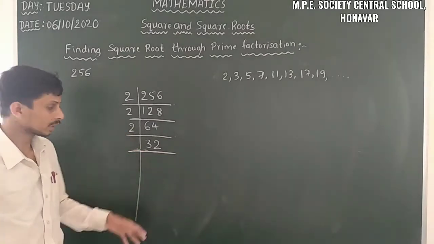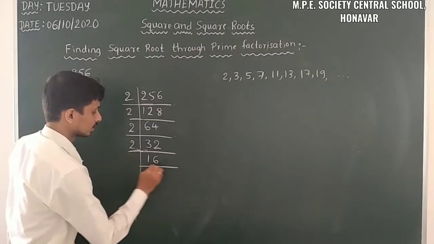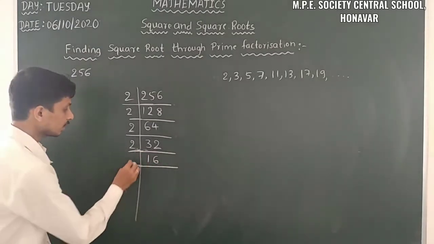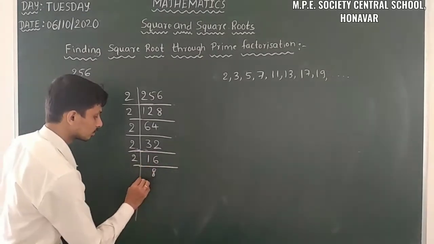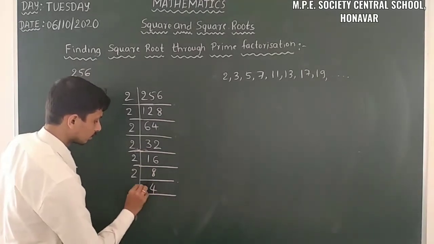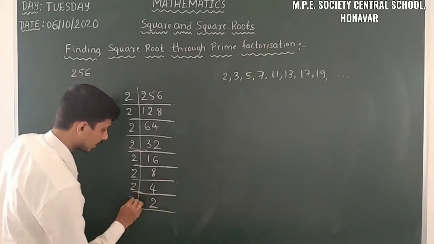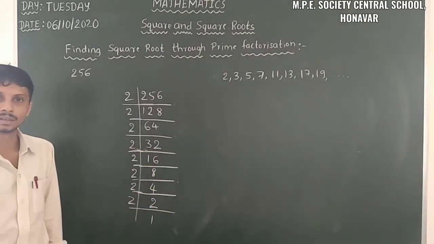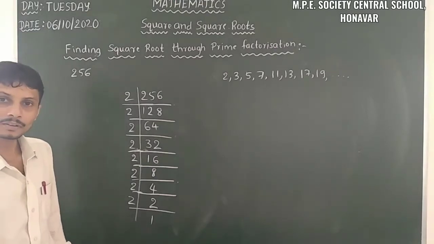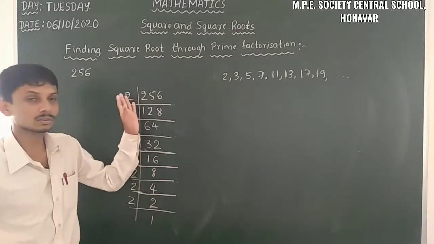Even number. So then you can take 2 into 1, 2 into 6. Again it's an even number. Then 2 into 8. Then here 2 into 4. Here 2 into 2. And finally 2 into 1. So here we have some of the prime factors. That is, here we have just taken only the 2 factors.